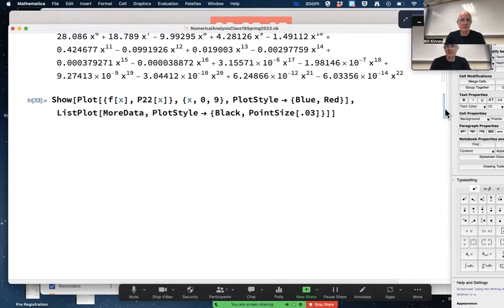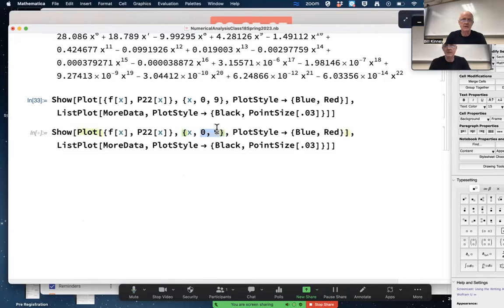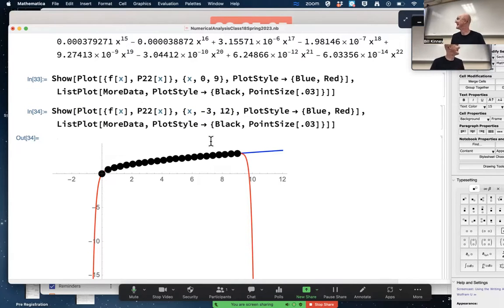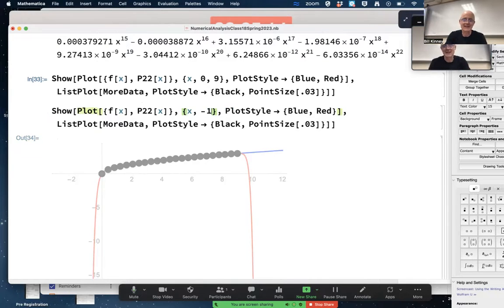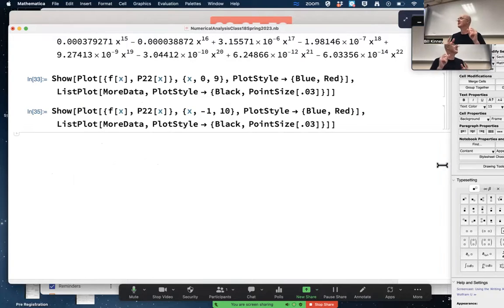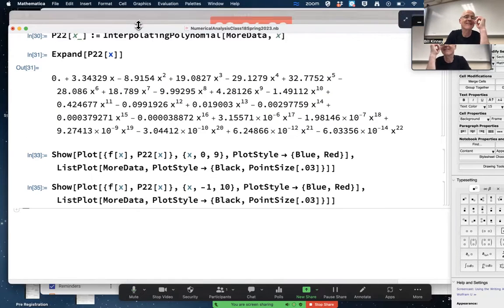Watch this. If I plot this over a bigger interval here, oh, maybe even -3 to 12. I'm sure it does badly once you get past the interval from 0 to 9. How about that? Extrapolation's not doing so well. It's the interpolation that's better. Even -1 to 10. Okay, isn't that cool? That's kind of fun, huh? I don't want to make a spreadsheet divided difference table for that one, though. No.